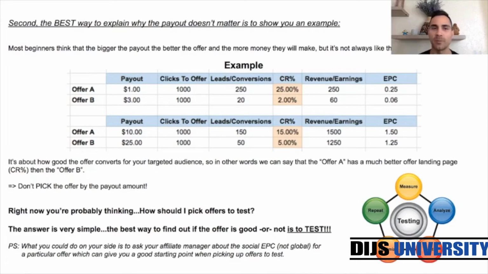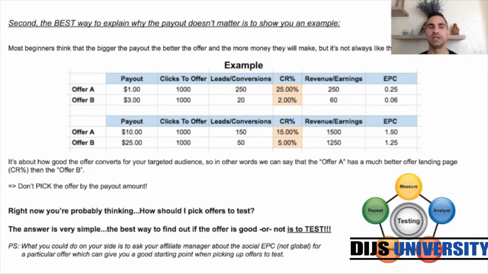So it's not all about the payout. The payout, for sure, it's better if it's bigger, but if the offer landing page doesn't convert, that bigger payout is not going to give you anything, right? So in other words, it's about how good the offer converts for your targeted audience. So if you're using Facebook traffic like we use in most cases, targeting a specific audience for the specific offer, we can say that offer A has a much better offer landing page conversion rate than offer B. So why is that?